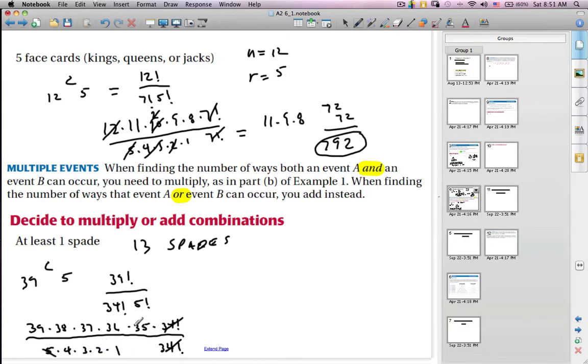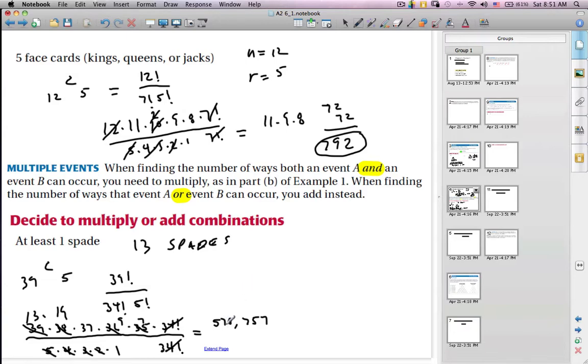And I know that 5 goes into 35 and leaves 7. I know that 4 goes into 36 and leaves 9. I know that 3 goes into 39 and leaves 13, and 2 goes into 38 and leaves 19. And if I multiply 13 times 19 times 37 times 9 times 7, I'm going to get 575,757. Okay, so this is the total number of hands that don't have spades in a deck of cards.